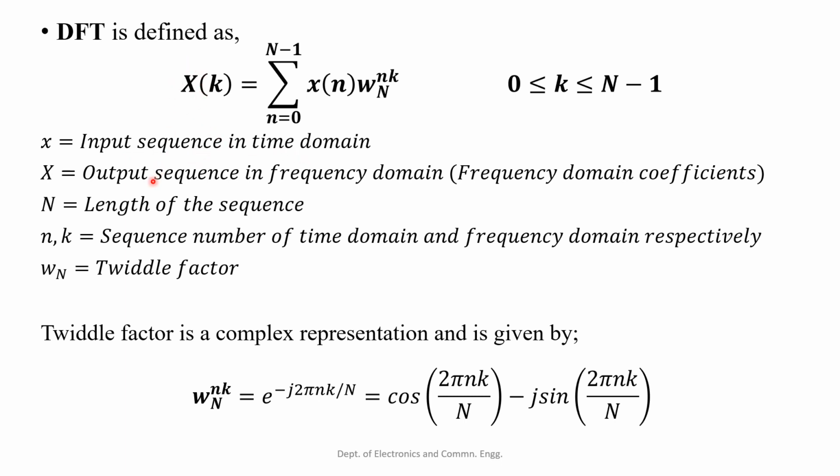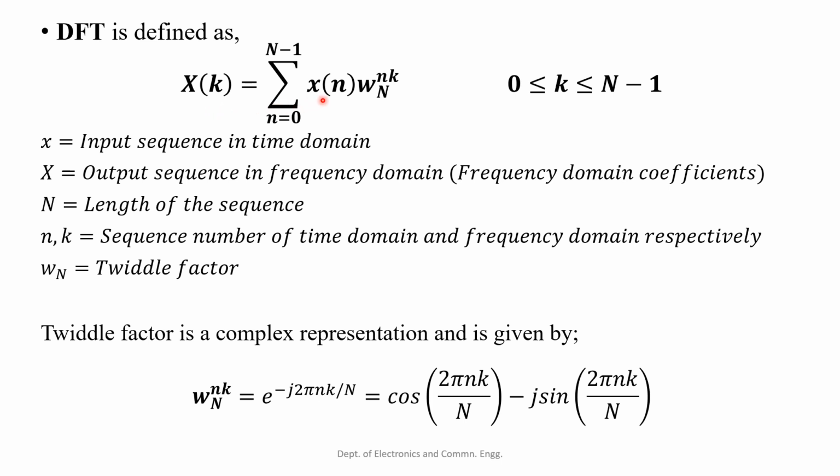Capital letter X is the output sequence in the frequency domain. The values in the frequency domain, we call them coefficients. One thing you have to observe here: if the time domain sequence is represented in small letter, the corresponding transform domain signal we represent in capital letter X. So you must make a clear differentiation between these two.